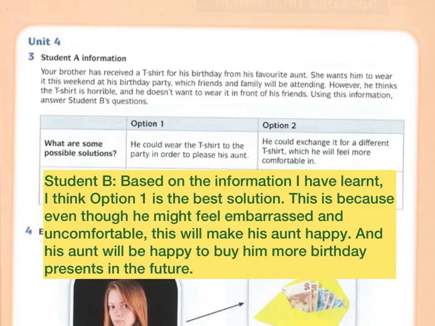Student B can answer like this. Based on the information I have learned, I think option 1 is the best solution. This is because, even though he might feel embarrassed and uncomfortable, this will make his aunt happy. And his aunt will be happy to buy him more birthday presents in the future. Selepas itu, terangkan juga kenapa anda tidak pilih pilihan kedua.